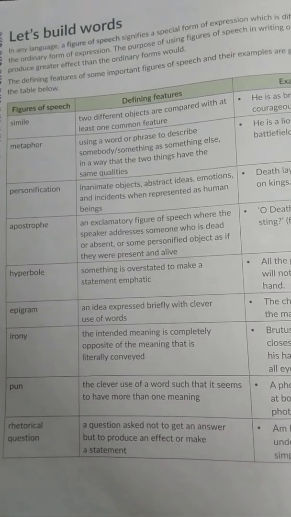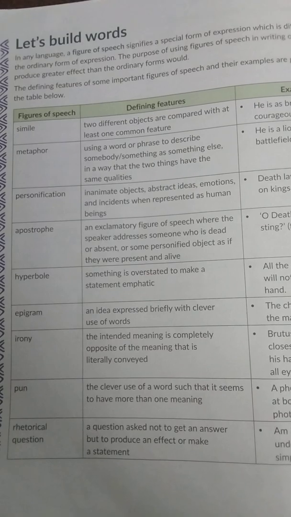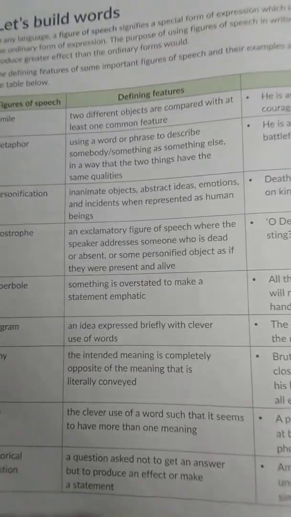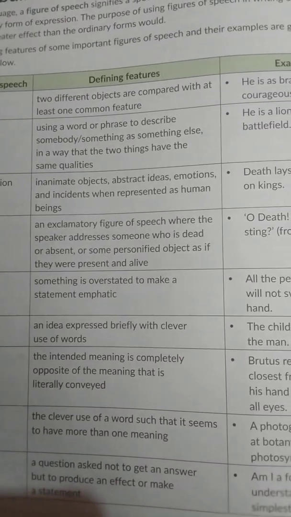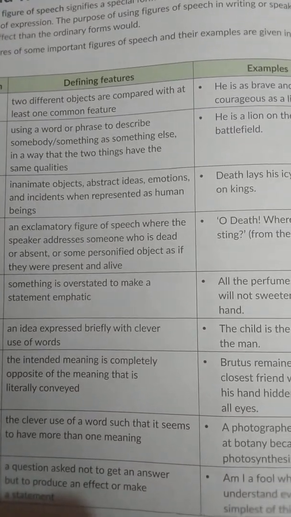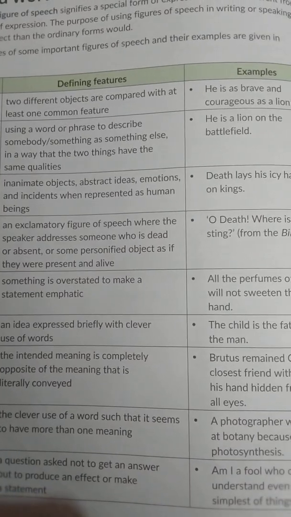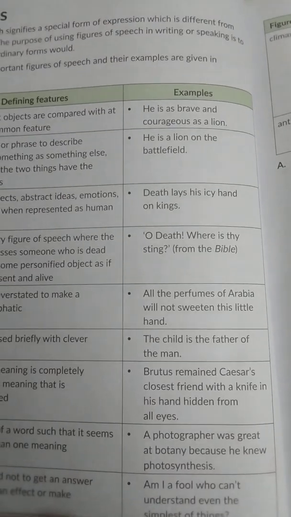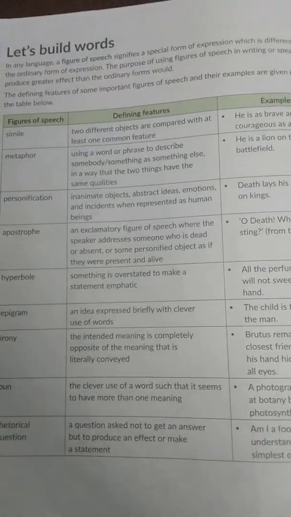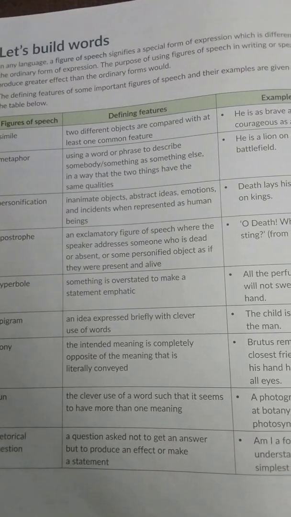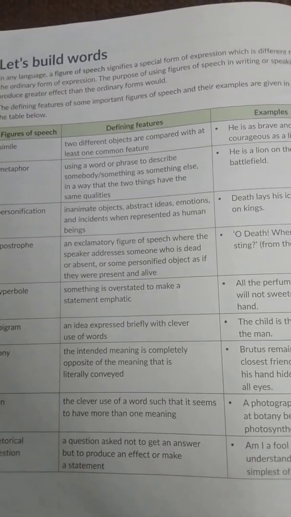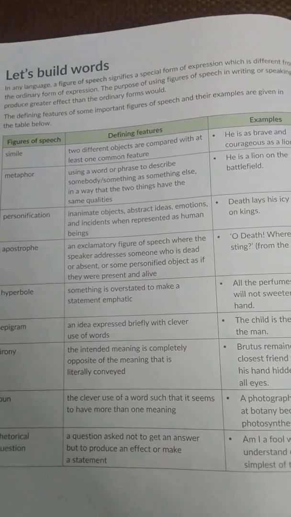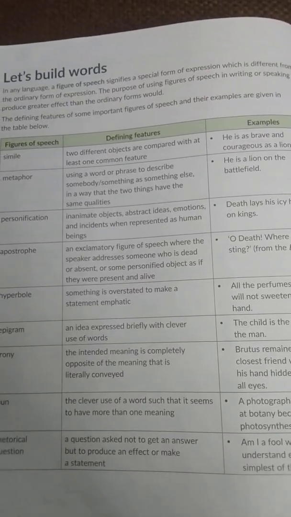Simile you might have done since your childhood. It was there in your book and you have learned about them. Similes are where two different objects are compared with at least one common feature. Example: he is as brave, as courageous as a lion. Sometimes you might have seen in your book or in your day-to-day life also, sometimes we say that the milk is as hot as fire, the food is as cold as ice.